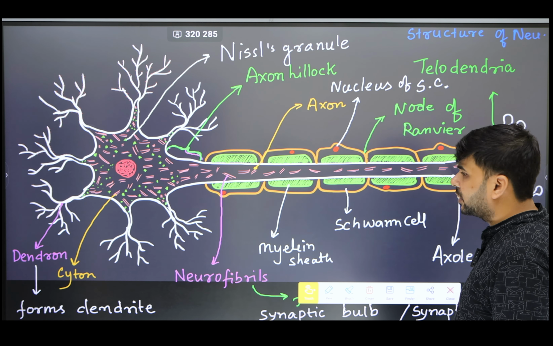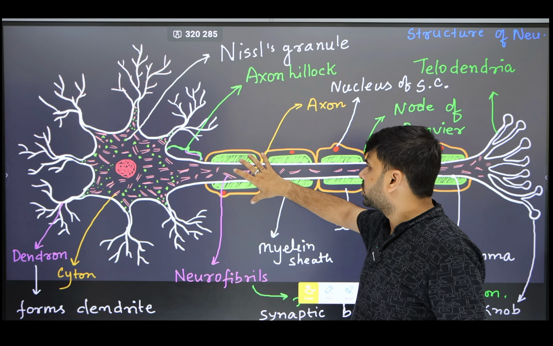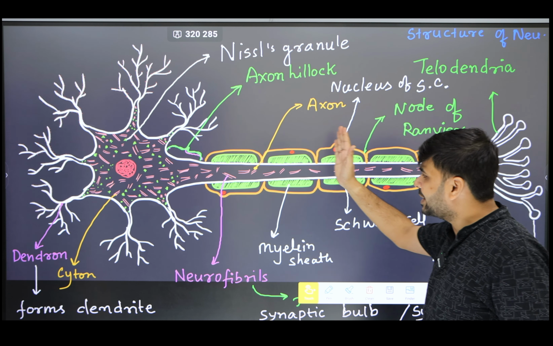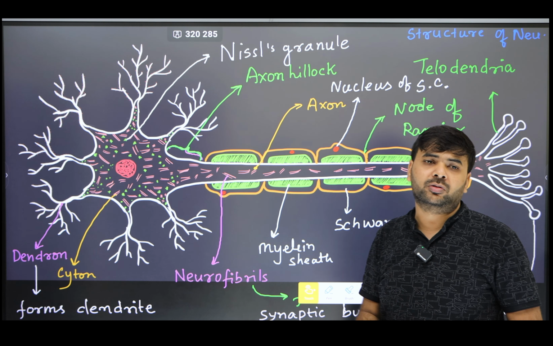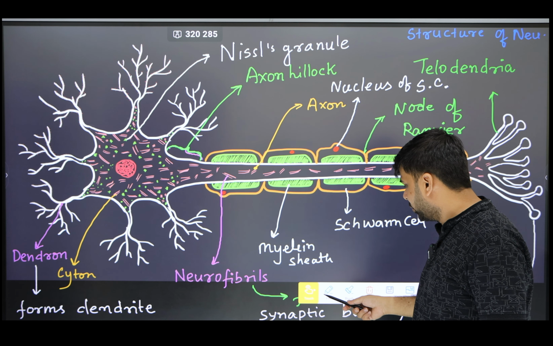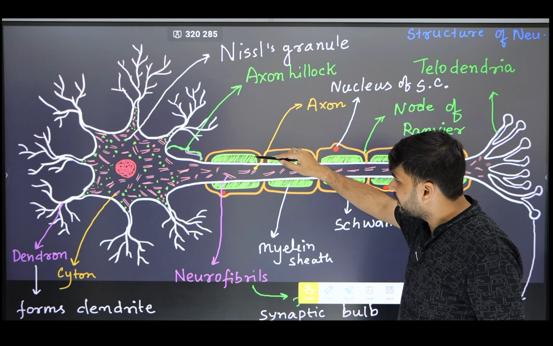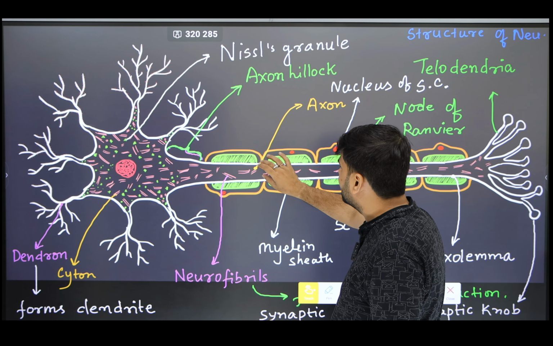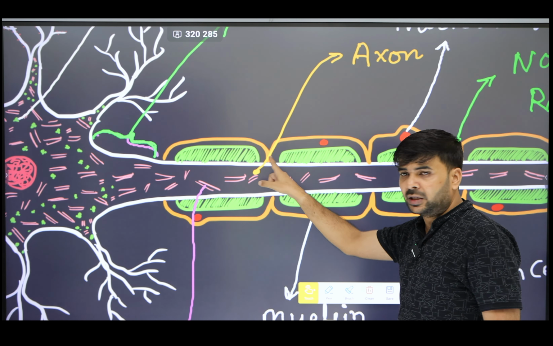Axon mainly conducts the impulse. In this are Schwann cells, Schwann cell, Schwann cell, Schwann cell. The gap between Schwann cells is called the node of Ranvier, and in the node of Ranvier area, the myelin sheath is absent. Myelin sheath is missing. At the node of Ranvier, you can see the myelin sheath, the green area, is missing.